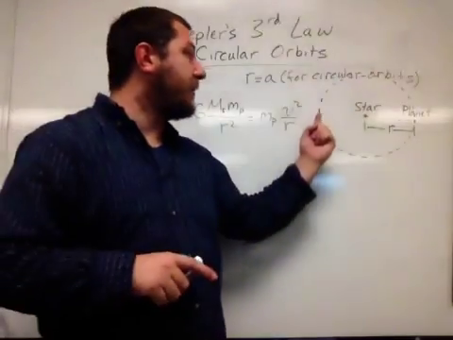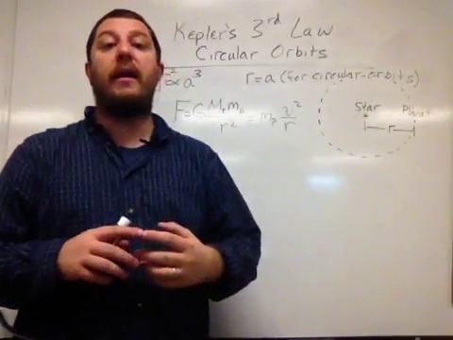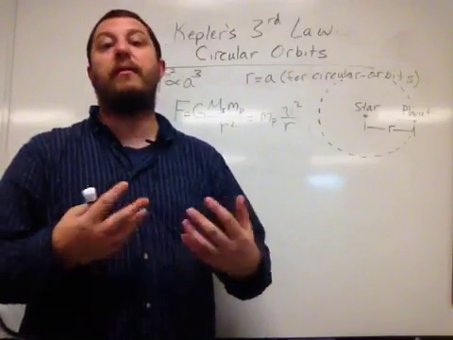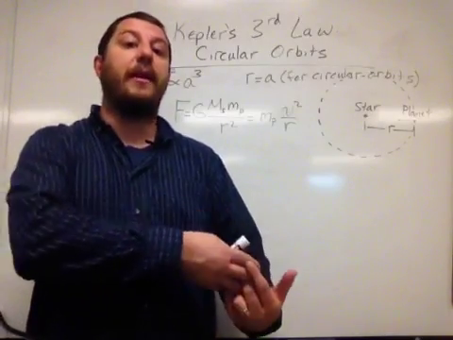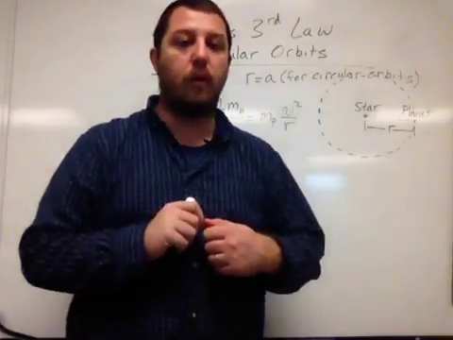Again, the major axis is the longest line through the circle, or through the orbit. So for a circle, that would be the diameter, and the radius is half of the diameter. The semi-major axis is half of the major axis. So the two are equivalent for a circular orbit.